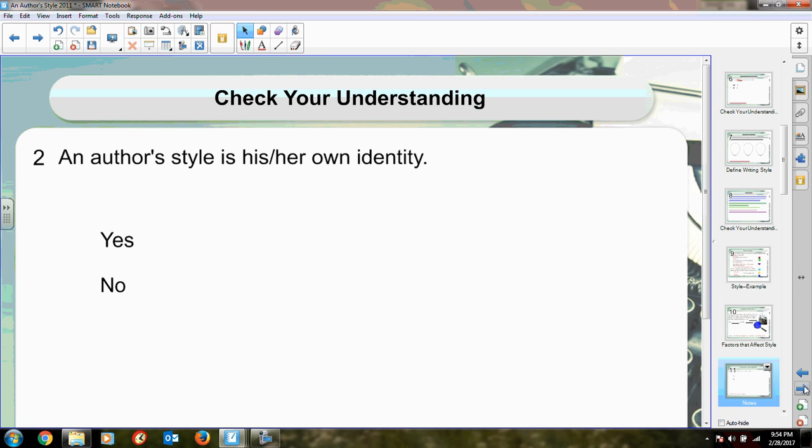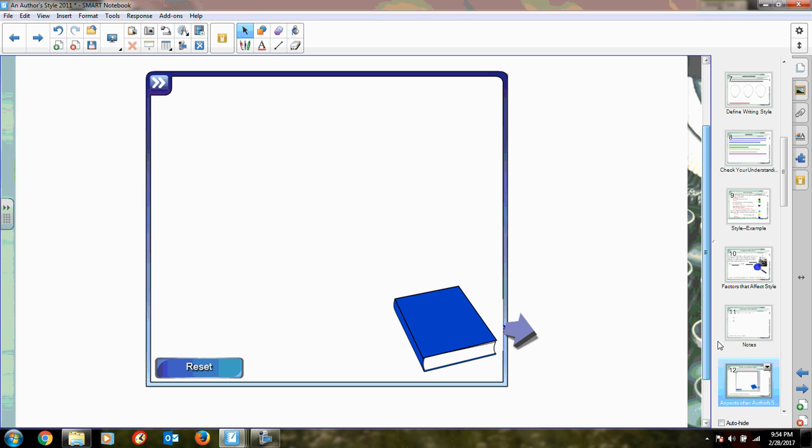Okay. So yes or no, an author's style is his or her own identity. Take a moment and answer the question. If you take a look at it, the answer is yes. You are trying to identify the author's identity by looking at various qualities. Well, what are those qualities? There are 11 of them, and you need to jot these down, and we really need to commit these to memory, because these 11 elements of style are going to be the things that we apply to the authors that we study in Romanticism.